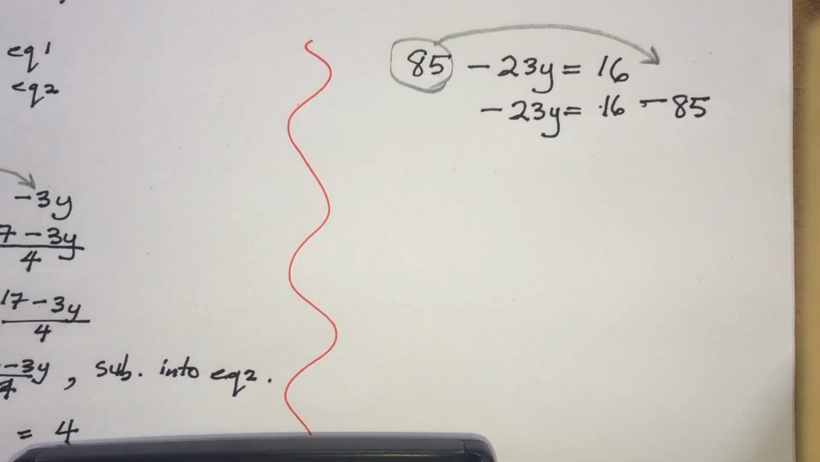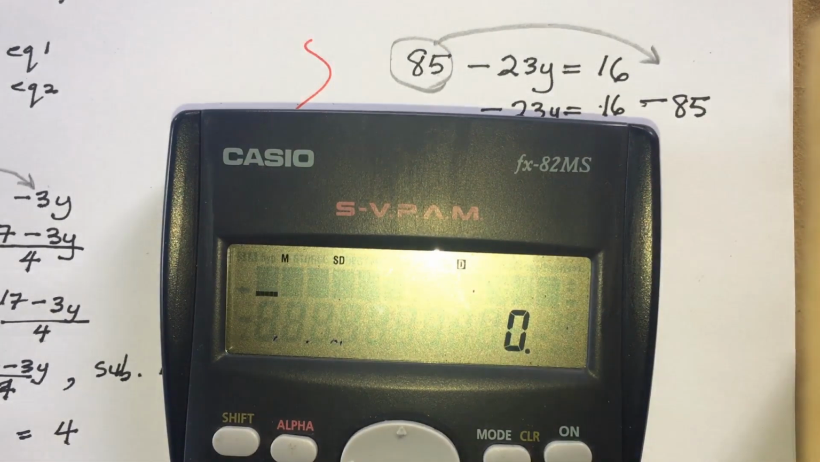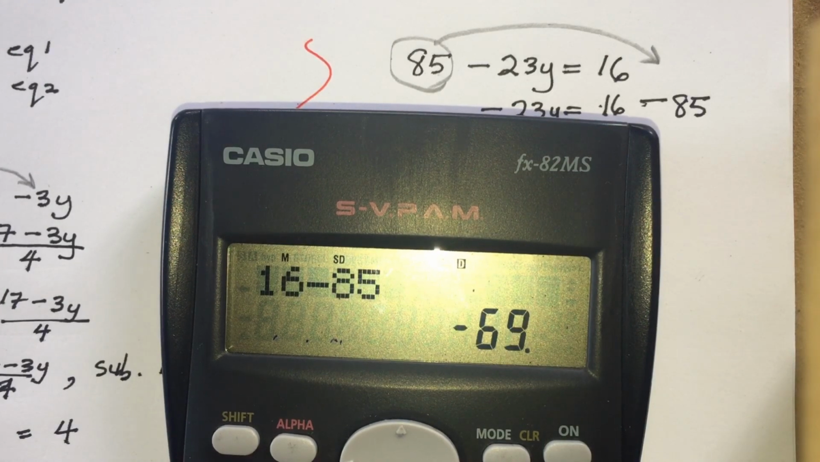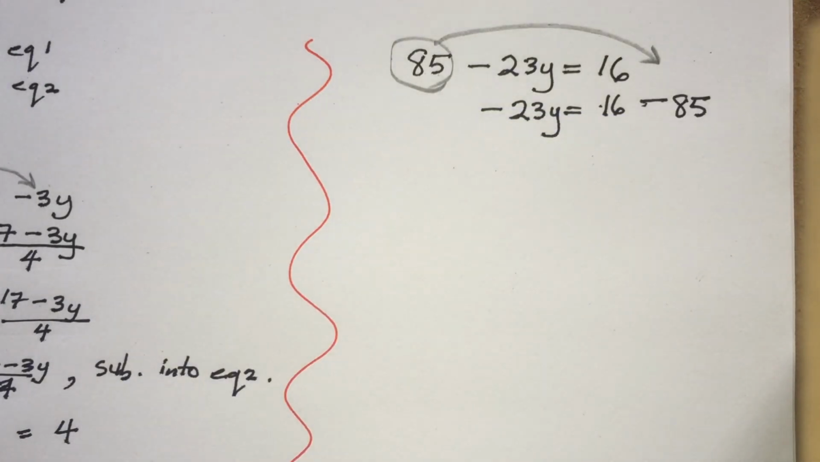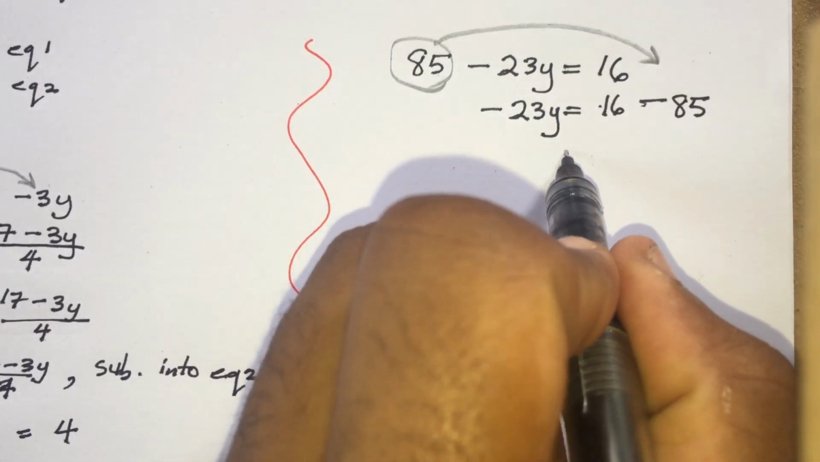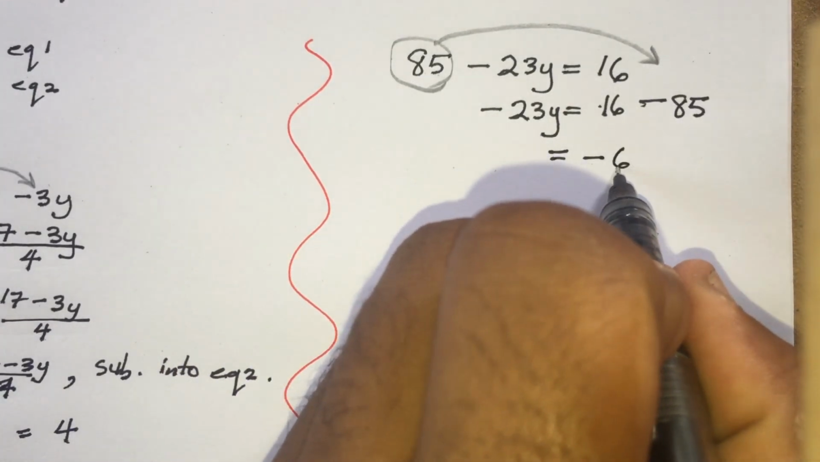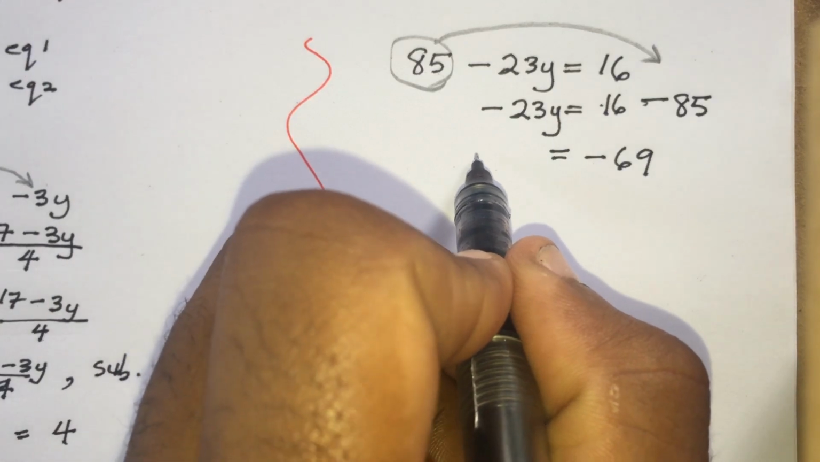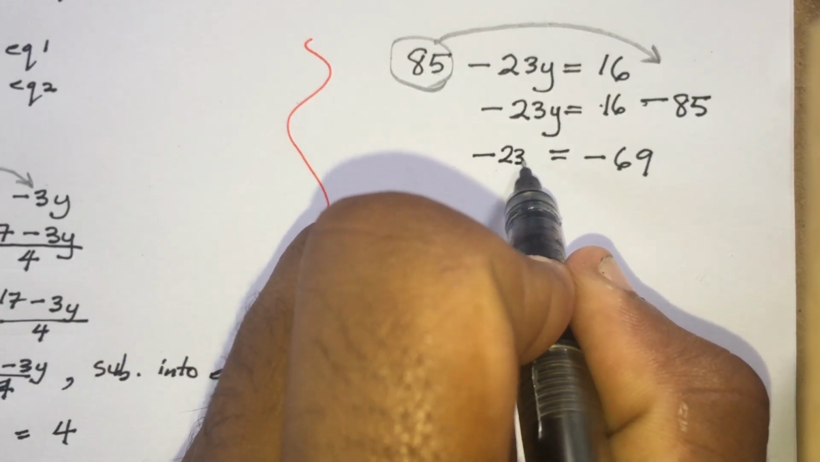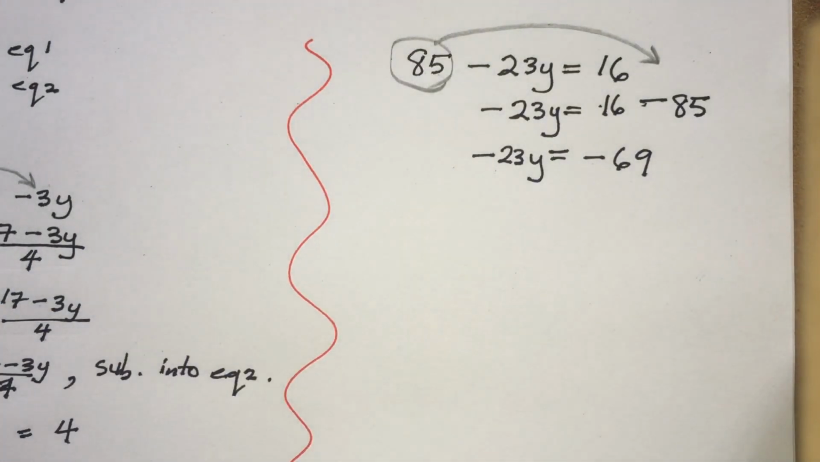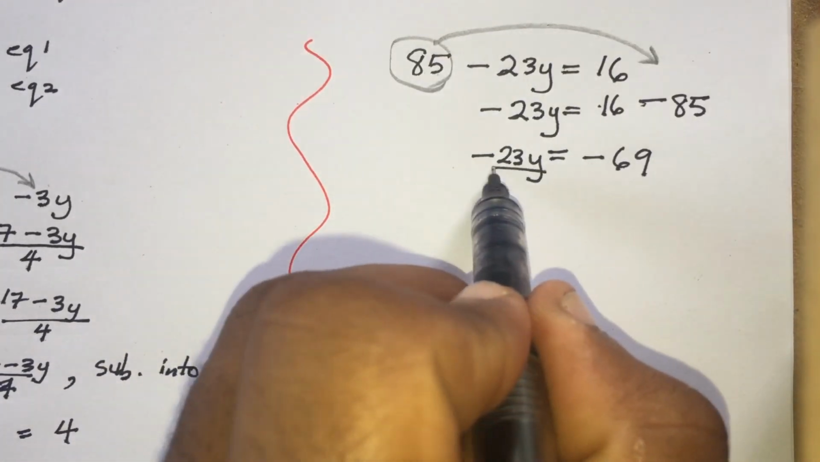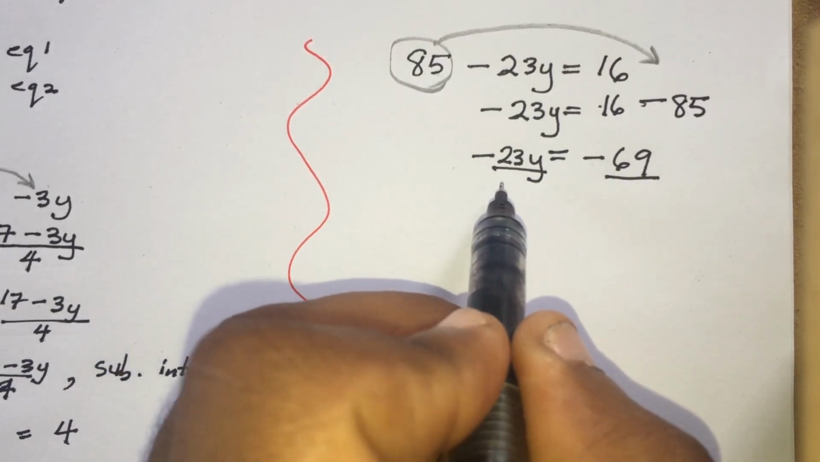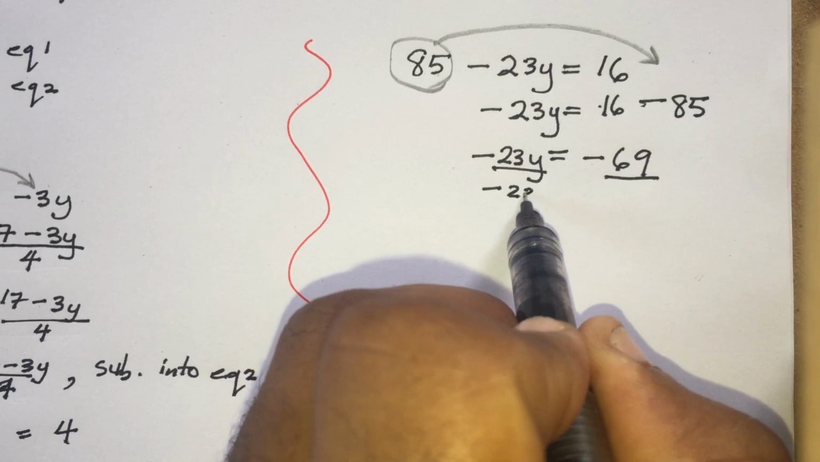So we're going to put that in the calculator. 16 minus 85, and that's negative 69. So we're going to have negative 69 here, and we're going to bring down this negative 23y. So to get y on its own now, I need to divide both sides, not by 23, but by negative 23.